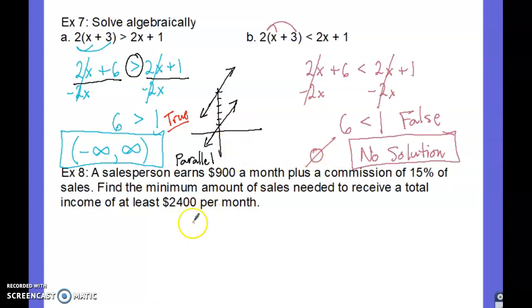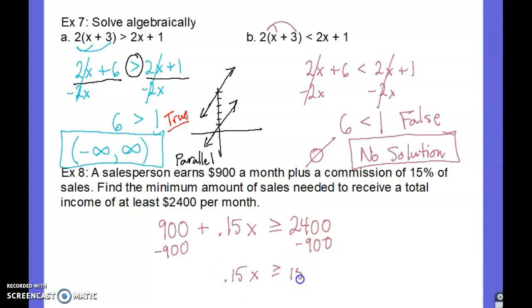Exercise 8 is another one where they tell you this person makes $900 no matter what, plus 15% commission, so 0.15x, depending on how much the salesperson sells. Find the minimum amount of sales. If I read minimum, I'm thinking at least, so that needs to be greater than or equal to the 2,400. Setting up the problem is probably the most difficult part, but once you do that, it's pretty straightforward. Subtract 900 over. So 0.15x must be greater than or equal to 1,500.